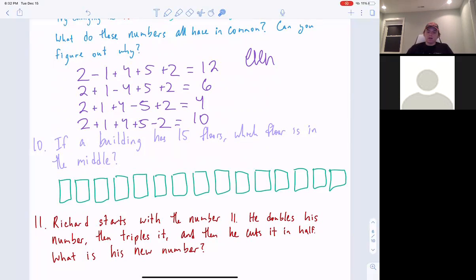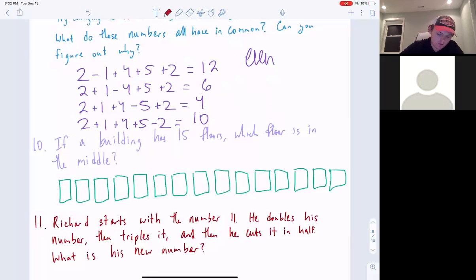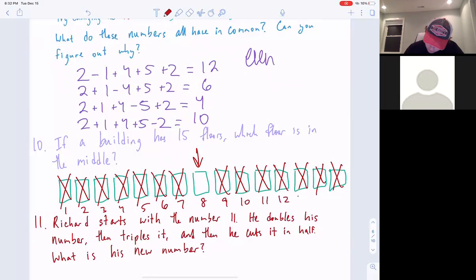What we're going to do is we're going to say, okay, well, we'll just work in from the outside. So we can go 1 in, right, and then we can go in another, and another, another. And if we go in from the outside like this, we'll eventually hit the middle of the building, which is right here. Okay, well, which floor is in the middle? 1, 2, 3, 4, 5, 6, 7, 8. The answer is 8. The 8th floor would be in the middle.